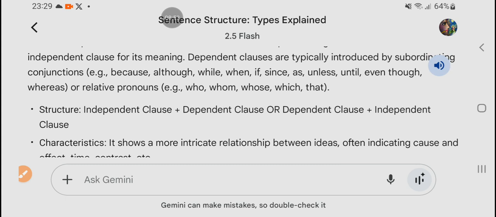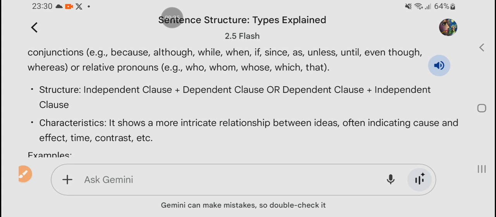Subordinating conjunctions show dependence on a condition or something, right? For example: because, although, while, when, if, since, as, unless, until, even though, whereas. Or relative pronouns, all the WH words plus that. The sister who is very adamant for the movie, right? So that's who. These sentences are joined by subordinating conjunctions, and these are the examples.